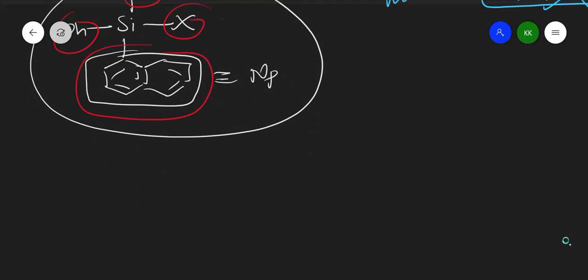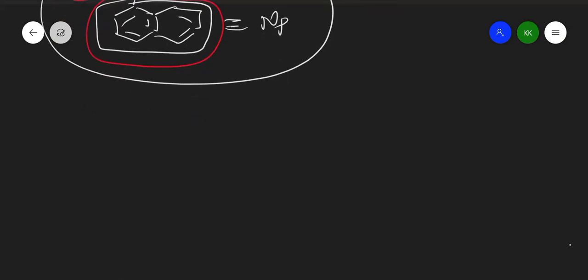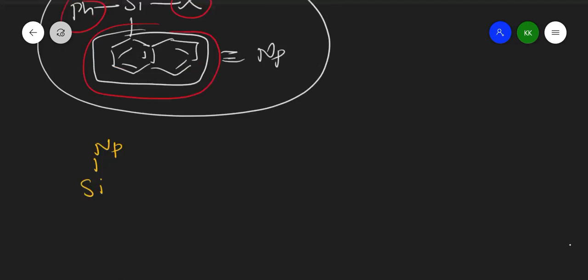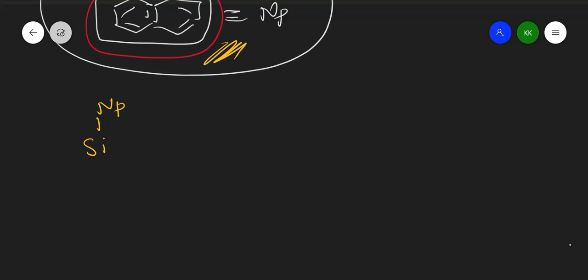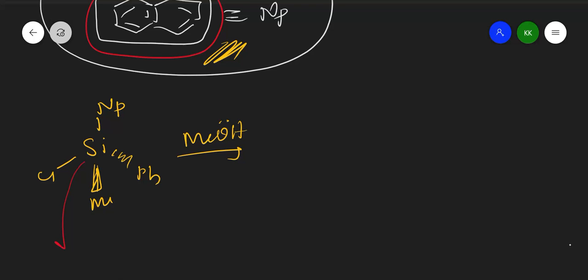Once you understand all these things, let me give a few reactions of silicon. Now I have taken this compound. Here NP means naphthyl, same as above, so you can write the structure by yourself. Here I have chlorine, above the plane I have methyl, and below the plane I have phenyl. To this if I add methanol, MeOH, see this silicon is there.